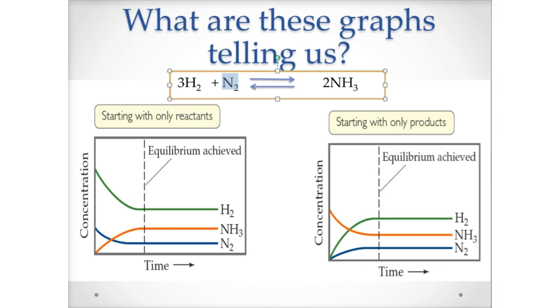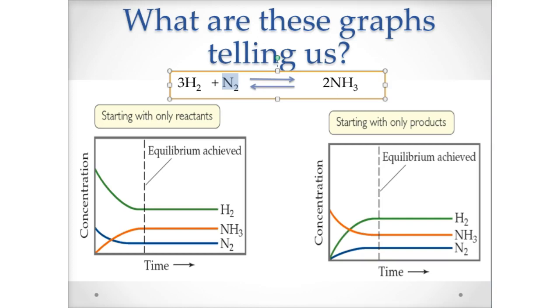Once the equilibrium reaction begins, you consume 3 times the amount of H2, and you consume some N2, and then you make some product. Once equilibrium is achieved, meaning that the concentration becomes constant here, here, and here, we can see that the concentrations are not the same, but they are constant, and the rates are the same. We could assume the rates are the same, even though there's no graph here. So that's how you read this graph.